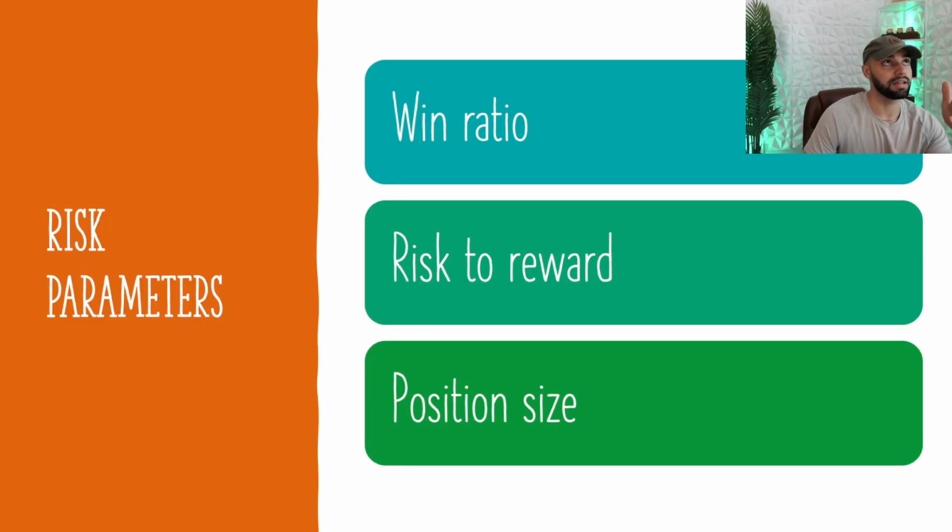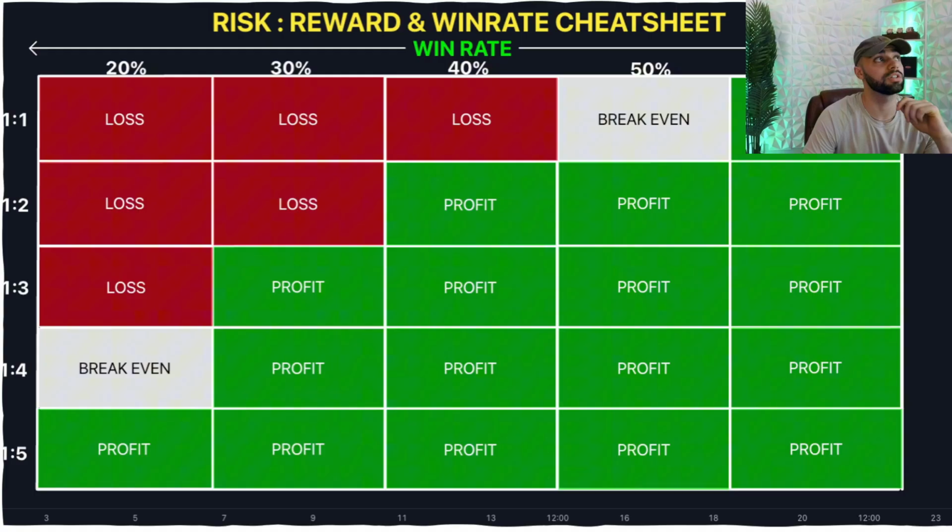The risk parameters, again, right? We'll recap this again. Win ratio. What is your win ratio? That determines your risk to reward and your position size. So if your win ratio is 50%, you need at least a 2-to-1 reward to risk ratio, meaning if you risk $200, you better be making $400. If you have a 50% win rate with 1-to-1, it will not work out in your favor.